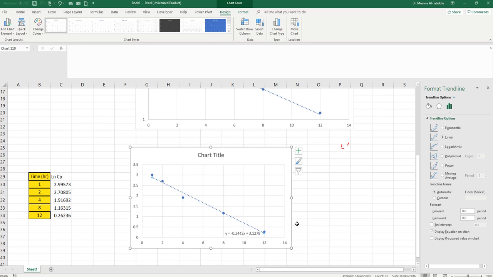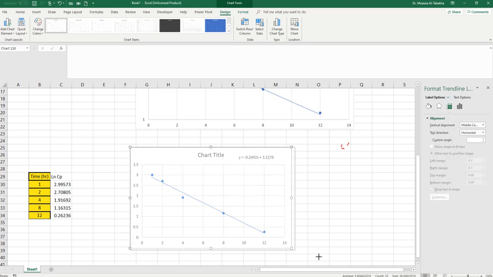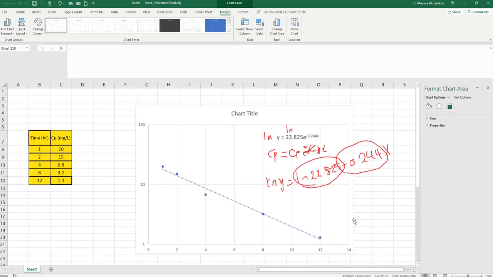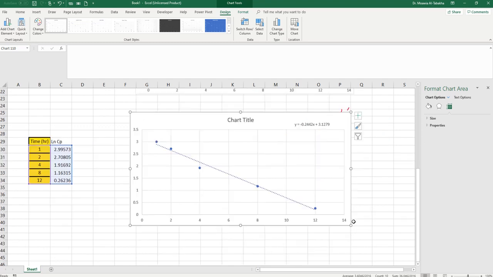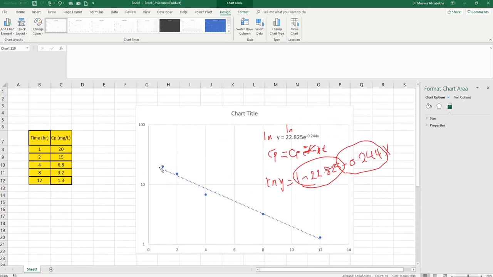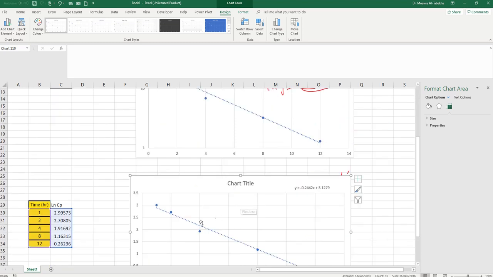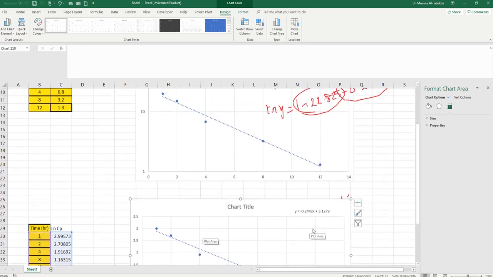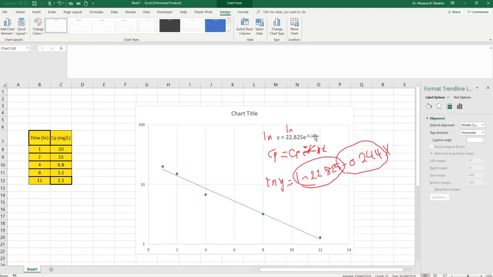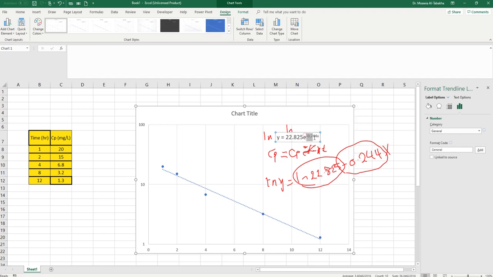Okay, I want you to see this graph and this graph. Look, they are very similar. See, two data points above, one data point below here, two data points above, one below. And I also want you to see the slope here. See, minus 0.2442. Look here, what is written? Minus 0.244. It's the same.